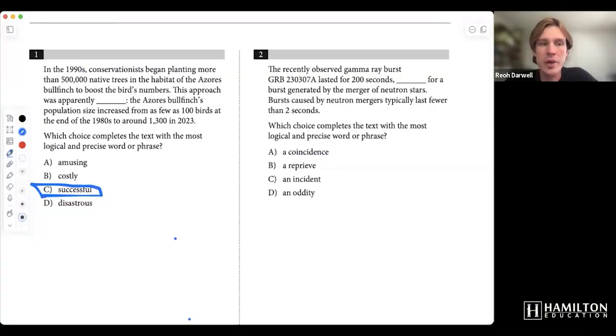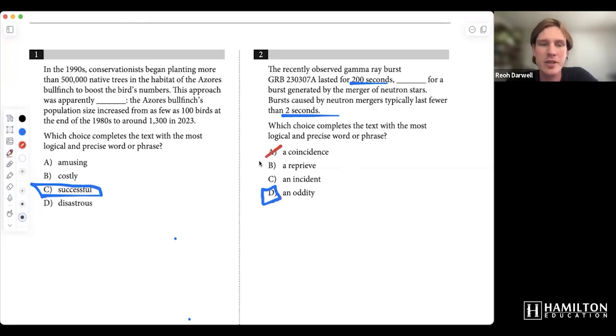Right, so for number two, we have a word in context vocab question. We're looking for something to be an anomaly or out of the ordinary, because typically a burst from a neutron merger only lasts for 2 seconds, but in this case, it lasts for 200 seconds. So it's much longer than normal, out of the norm. So oddity is perfect for that, right?